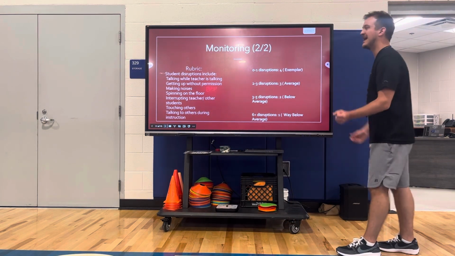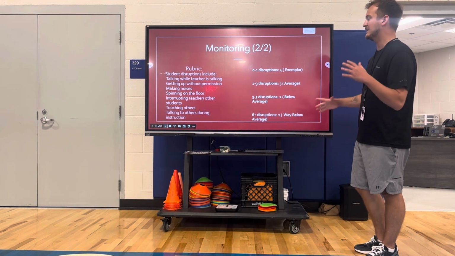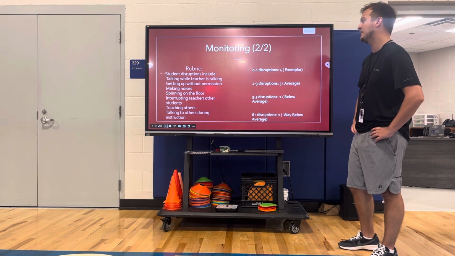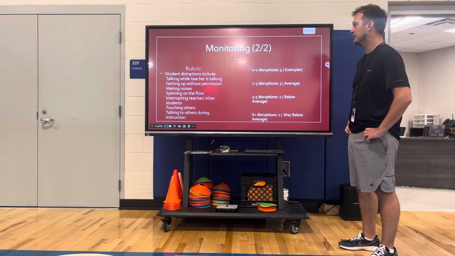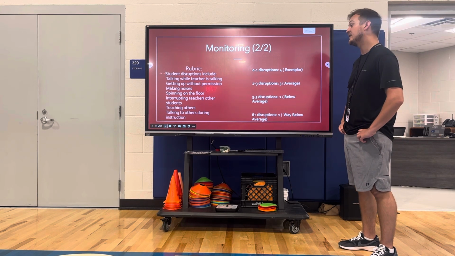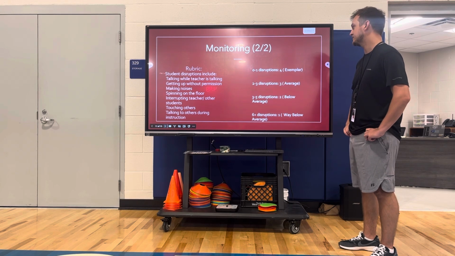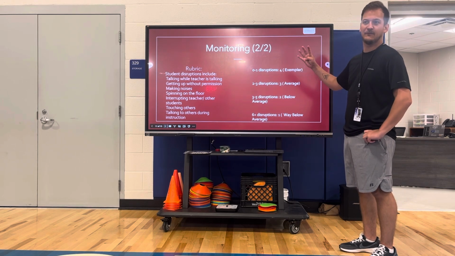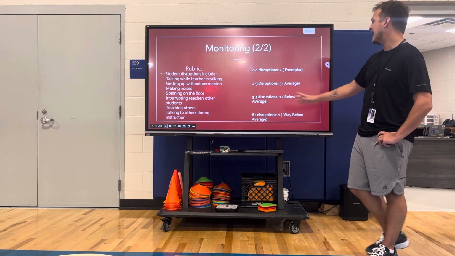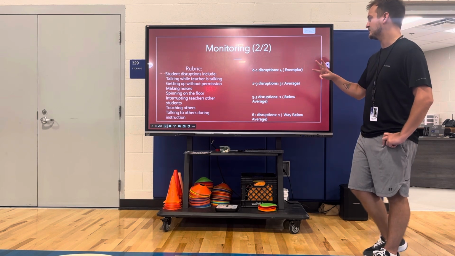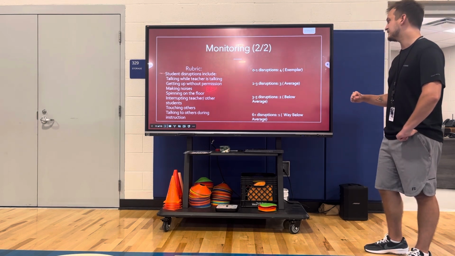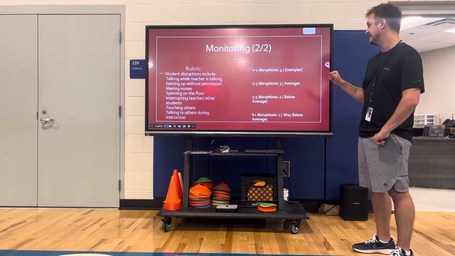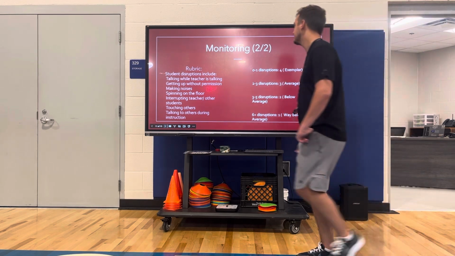And then I had a rubric that I used while implementing this. Student disruptions include talking while the teacher is talking, getting up without permission, making noises, spinning on the floor, interrupting the teacher or other students, touching others, and talking to others during instruction. If a student got 0 to 1 disruptions, they were rated a level 4, which is exemplar. If they had 2 to 3 disruptions, they were rated a 3, which is average. If they had 3 to 5 disruptions, they were rated a 2, which was below average. And 6 plus disruptions was a 1, and that was way below average.